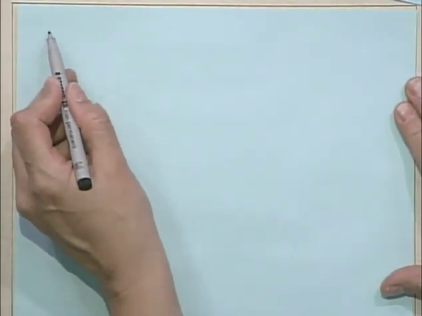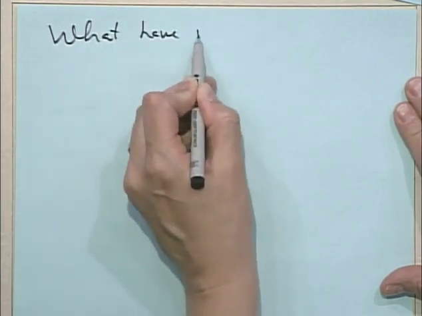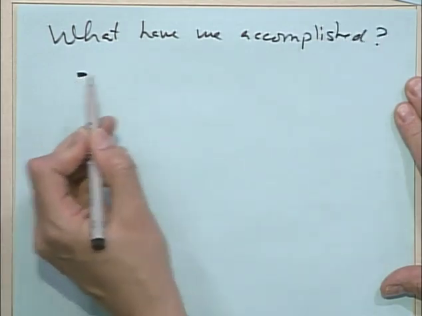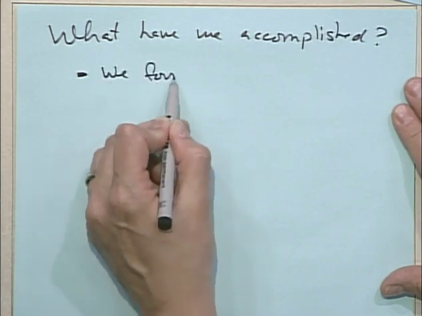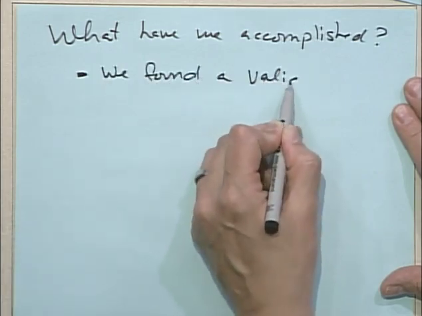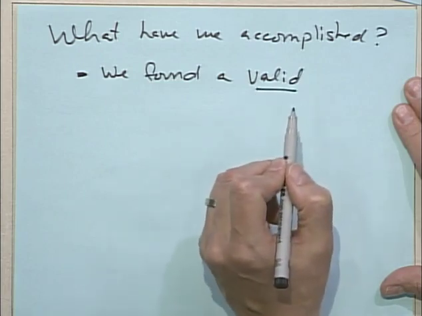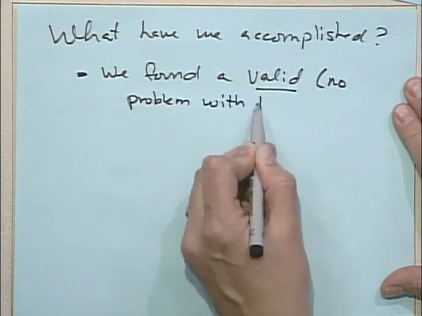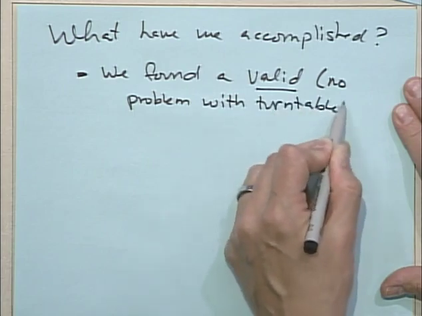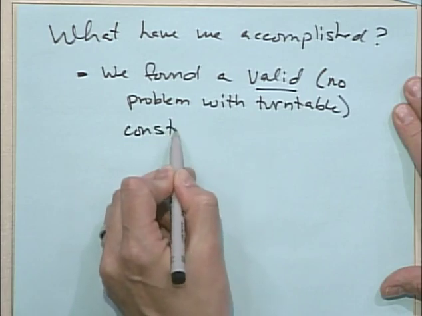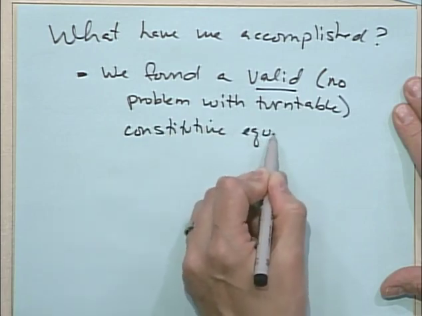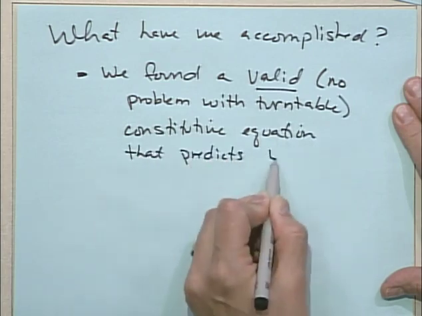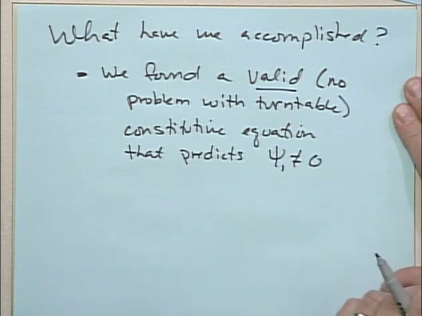So let's say, what have we accomplished? I would say the main thing we have accomplished is we found a valid, valid means it doesn't have that problem with the turntable, a valid constitutive equation that predicts psi 1 not 0. That's quite an accomplishment.